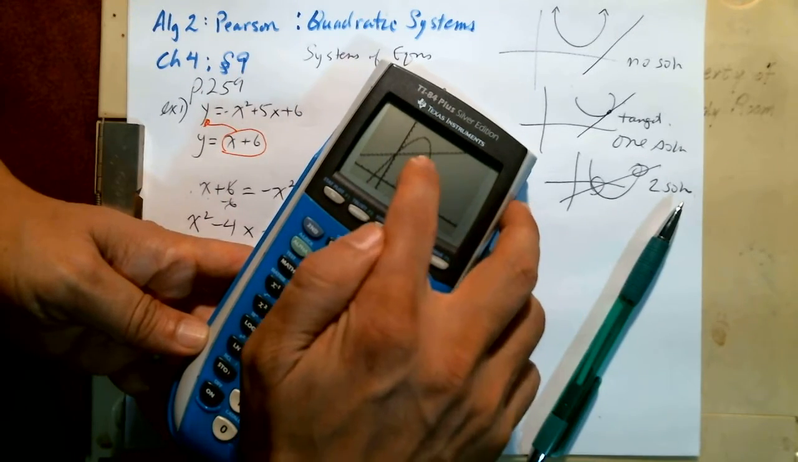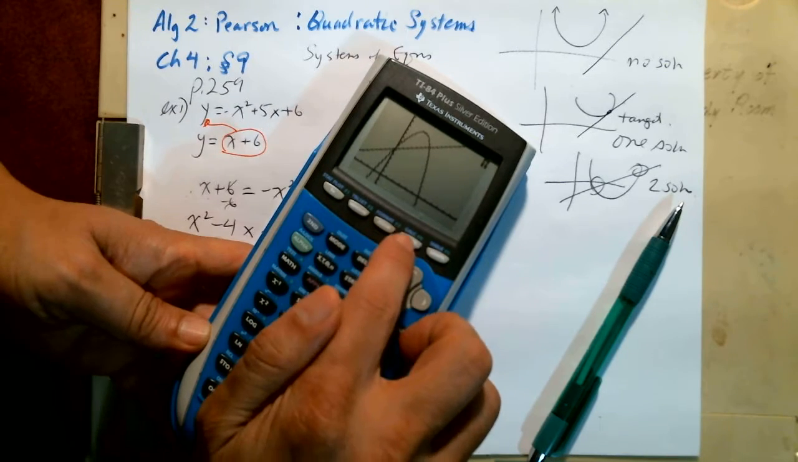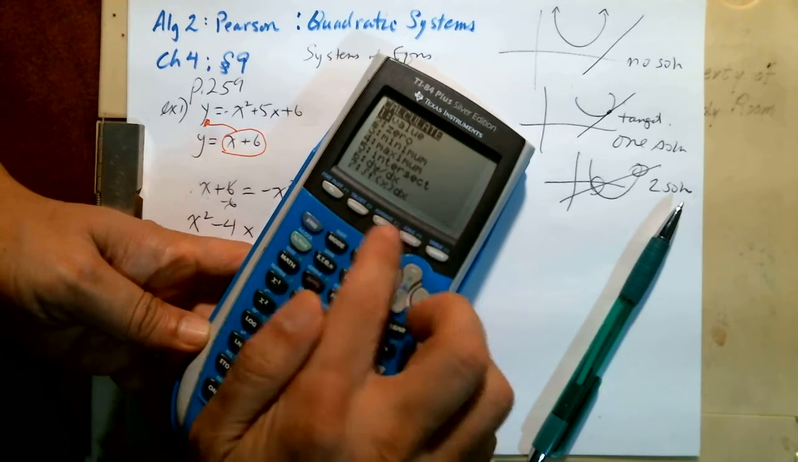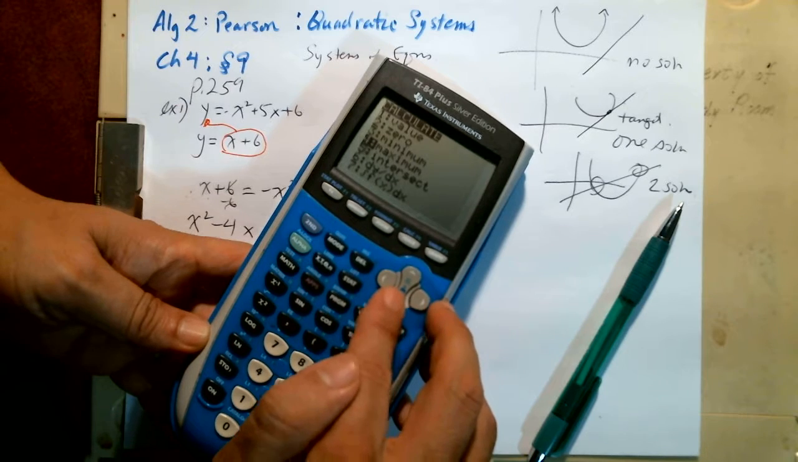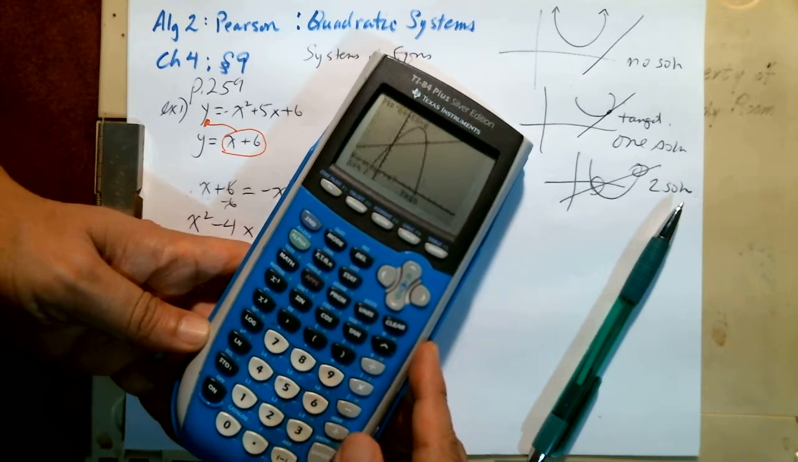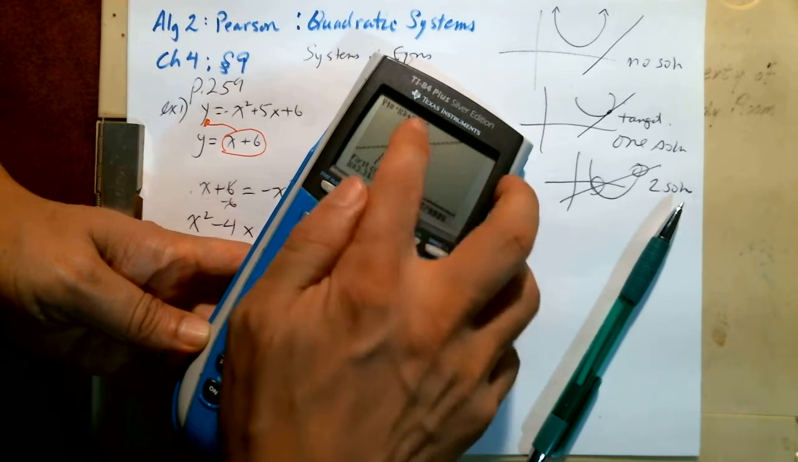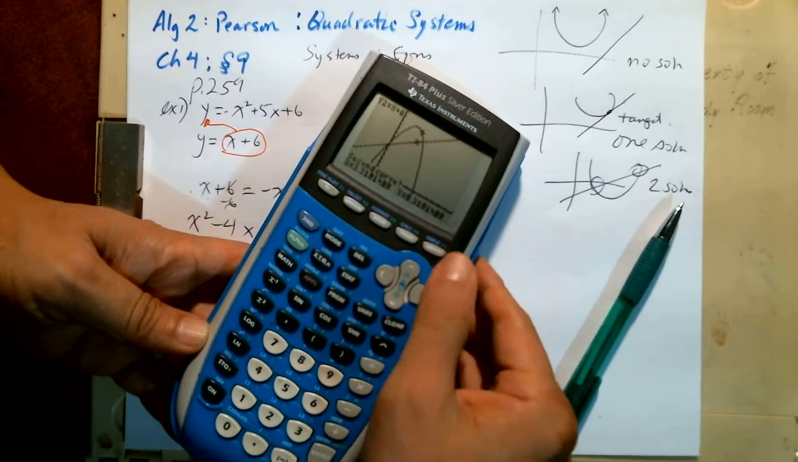To find this point, I go to the calculate button, which is second, and then calculate. I'm trying to find the intersection, so press number 5, or you can scroll down to it. Then you want to go to the left side of the top equation and press enter.